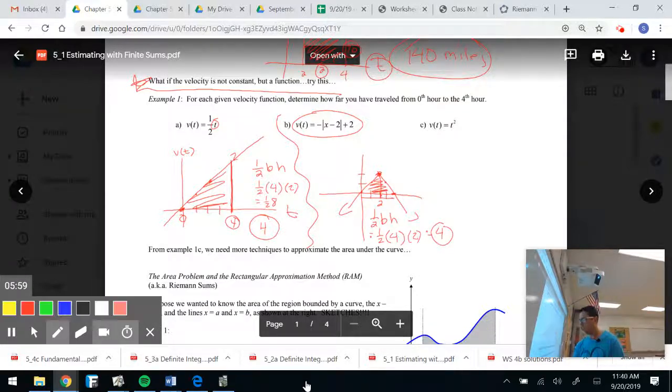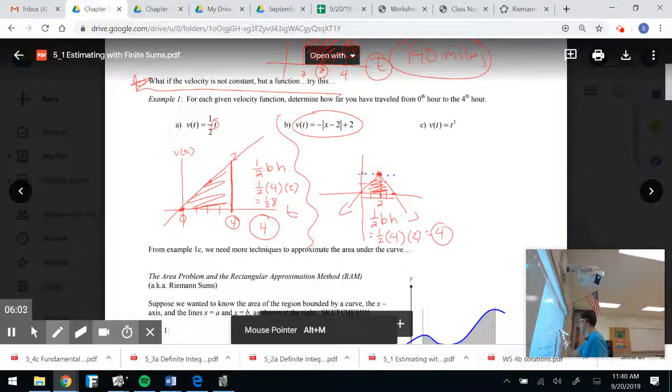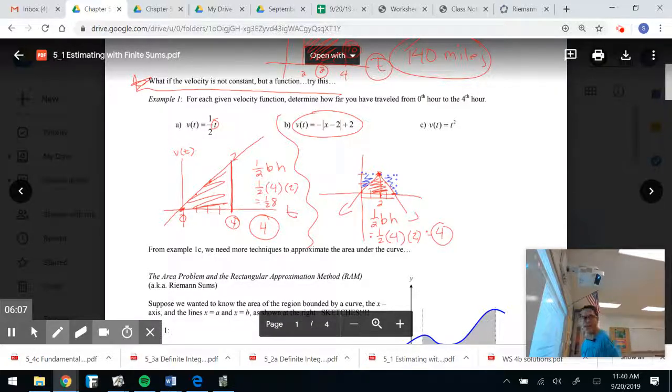And you also could use a little bit of creativity on this one. You kind of have a rectangle right there. And you could find the area of the rectangle and subtract out the blue part. How about that? Okay, let's do the last one here.